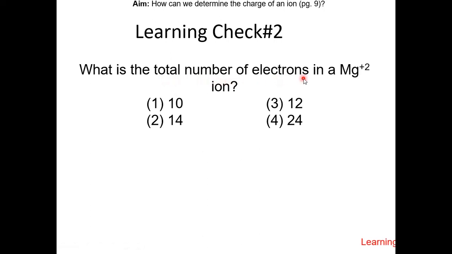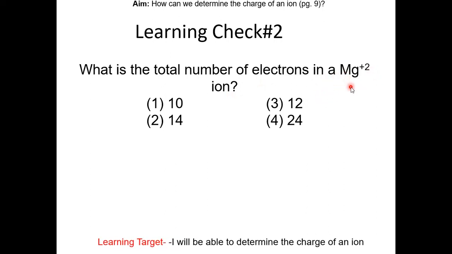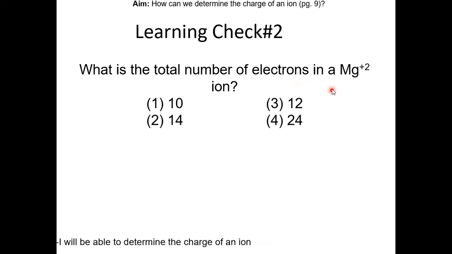What is the total number of electrons in a magnesium 2+ ion? So try this yourself, pause the video, and resume once you have the answer. Okay, so we're given the charge, but notice we're not given the number of protons. You have to look it up. What is the atomic number of magnesium on the periodic table? It is 12. Now you plug it into the charge equation. If you do that, you should get the answer as 10. Okay? Because 12 minus 10 is 2.